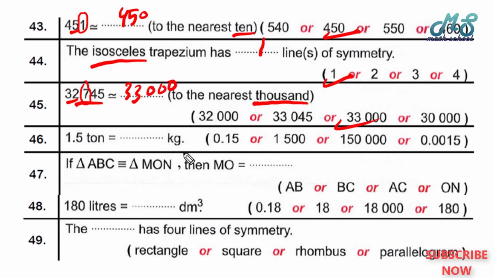1.5 ton is equal to how many kilograms? We all know, just multiplying by 1000. So we take directly equals 1500. Or you can say 1.5 means 1 and 1/2 ton. The 1 ton equals 1000 kilogram, and the 0.5, or the 1/2, equals 500. So we get 1500 kilograms.